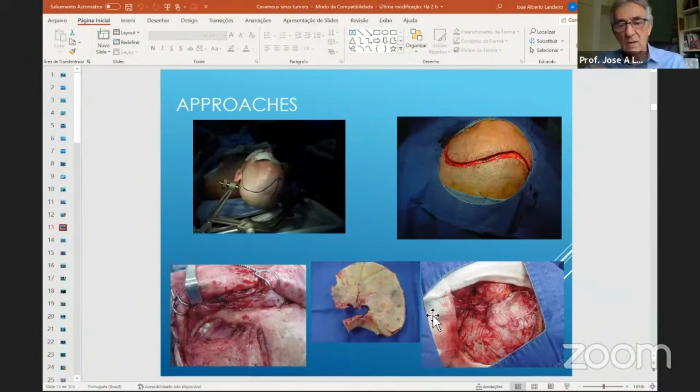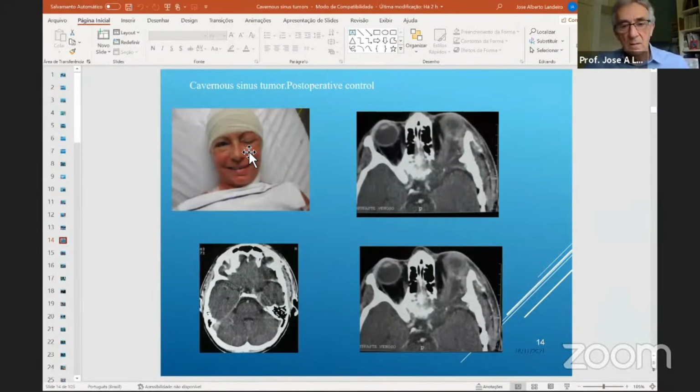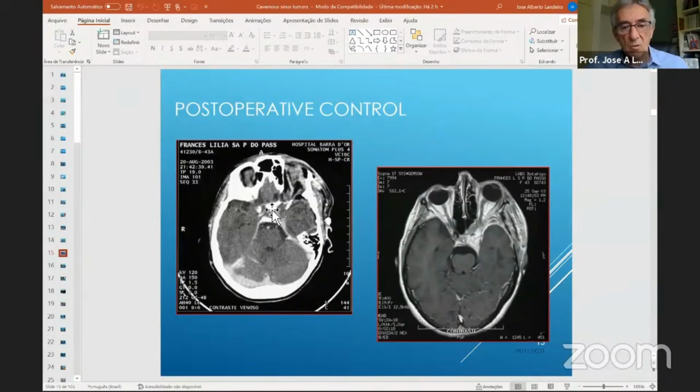Look at the steps of the approach. As you can see here, the postoperative view of the tumor. I could remove the anterior clinoid process. I could remove all the bone of the superior orbital fissure and the nerves of the lateral wall. The patient developed a third nerve deficit after surgery, but she recovered very well.